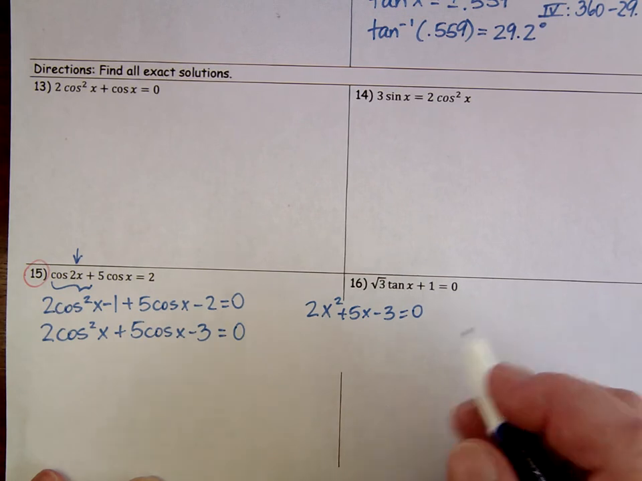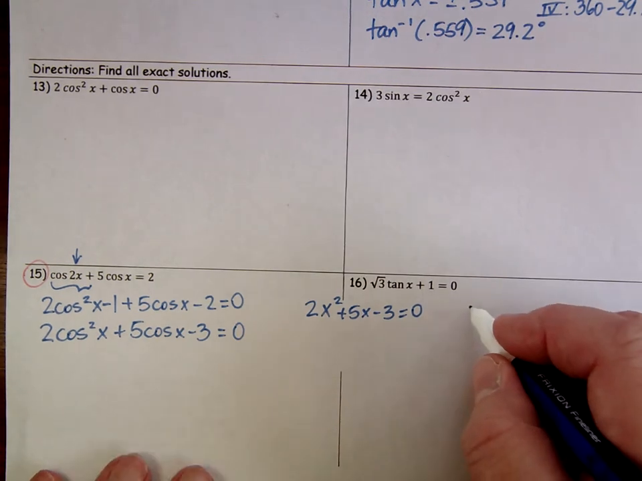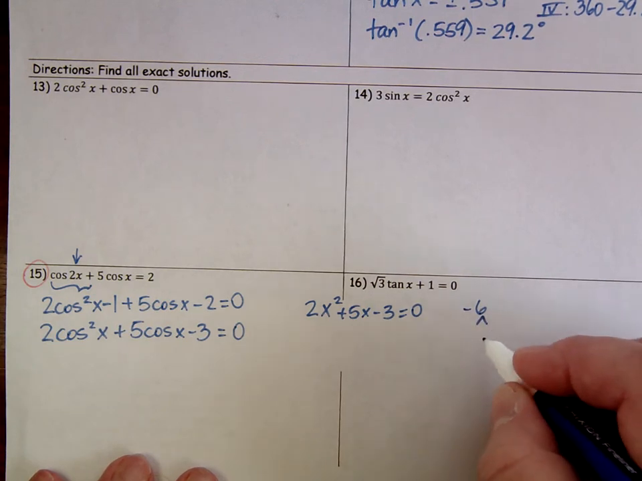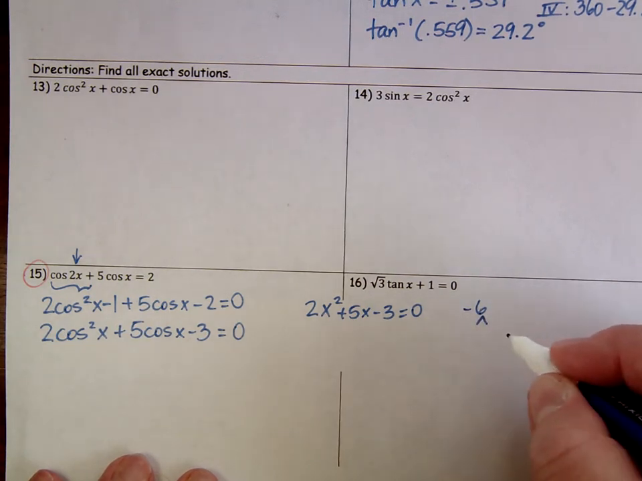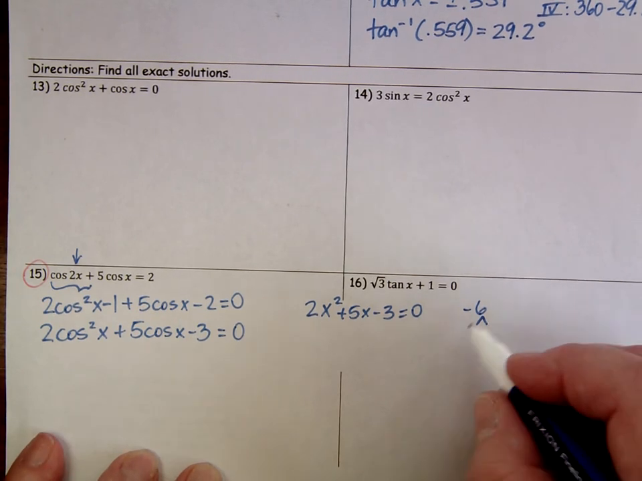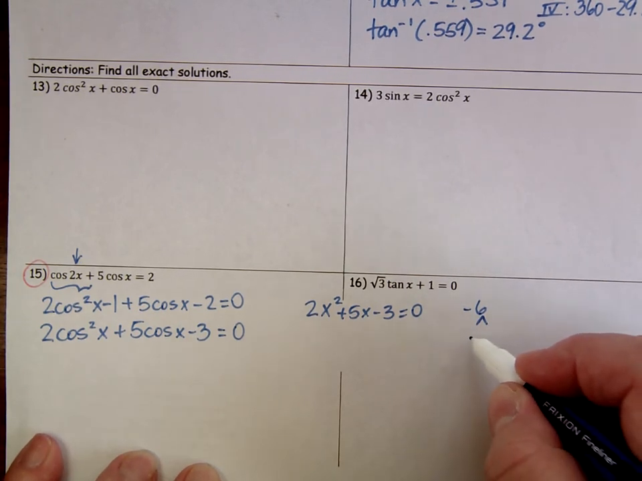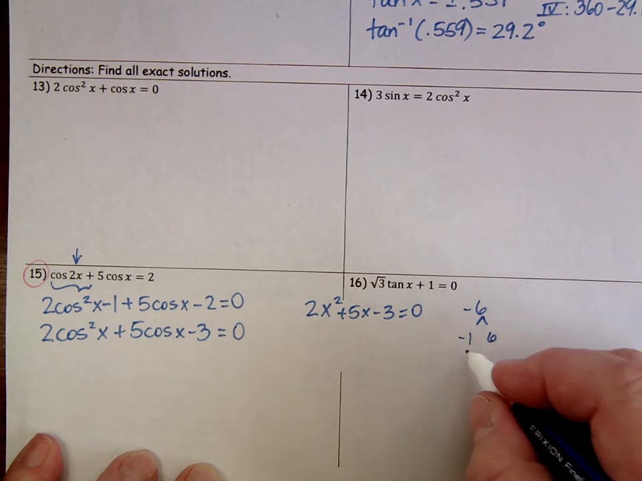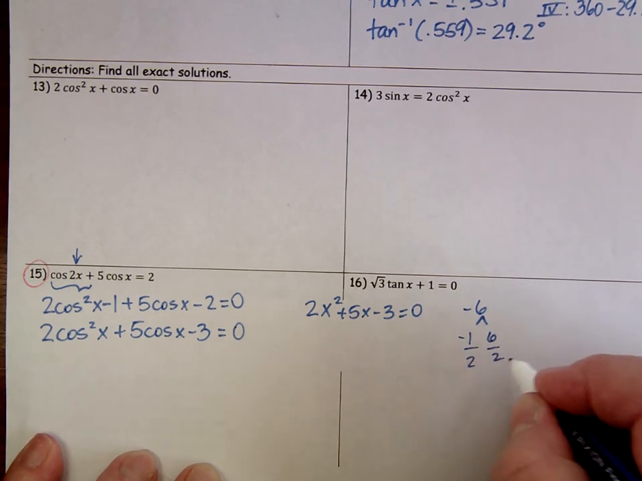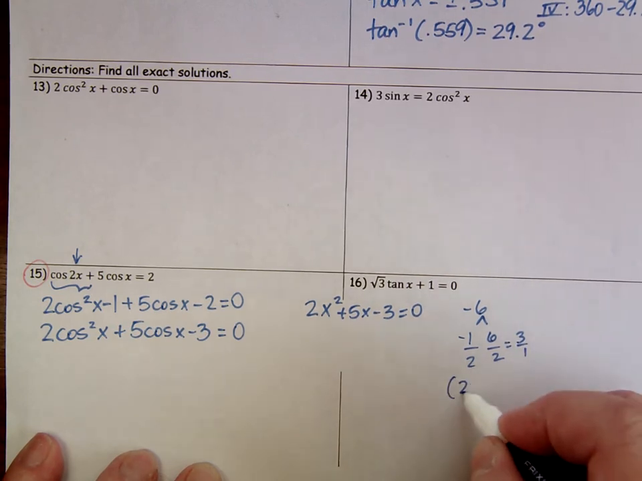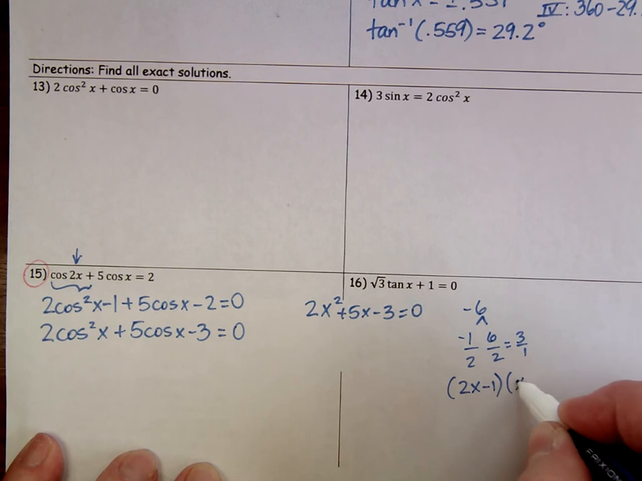Yes, I know I'm going into number 16 here just for space, but here I go. 2 times negative 3 is negative 6. Factors of negative 6 that add up to be a positive 5 would be a negative 1 and 6, right? To get a positive 5. Divide by the leading coefficient. Simplify if you can. Go bottom to top. 2x minus 1, x plus 3.